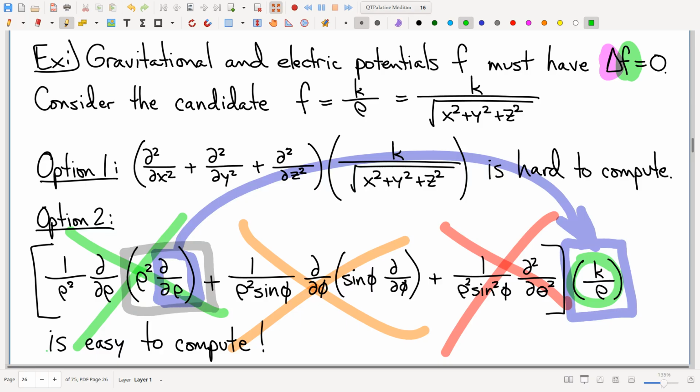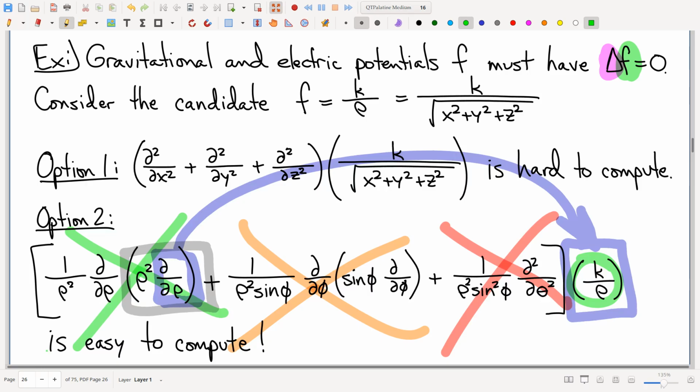Everybody see how that works? All right, so now you get your pick. Now that you've seen how this works out, which one would you rather write down? And I hope you're with me on this one. Right? It's so much easier to work with. And again, this is not a cherry-picked example.